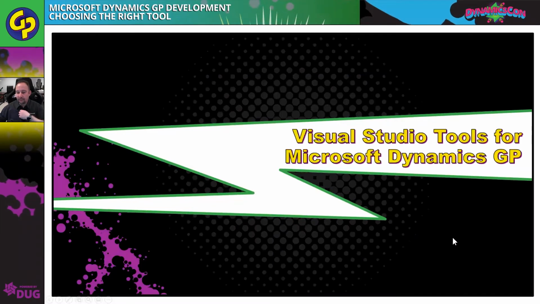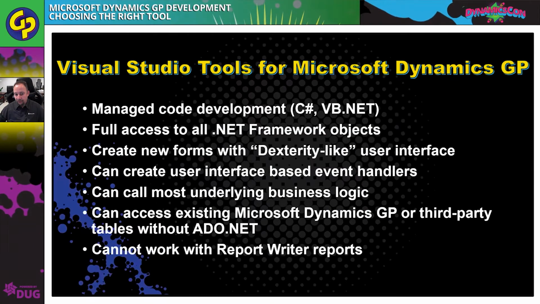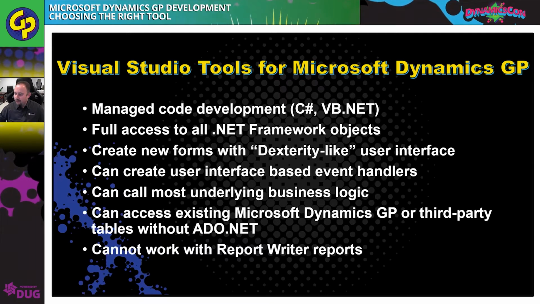So the other tool we can use then, or another tool we can use, is Visual Studio Tools for Microsoft Dynamics GP. So this is a suite of code that's been written which allows Visual Studio developers to actually integrate and reference resources in Microsoft Dynamics GP. So you can write your code in C# or VB.NET. You've got access to everything that the .NET frameworks will give you. You can create new forms which look Dexterity-like, but they're not quite Dexterity windows.